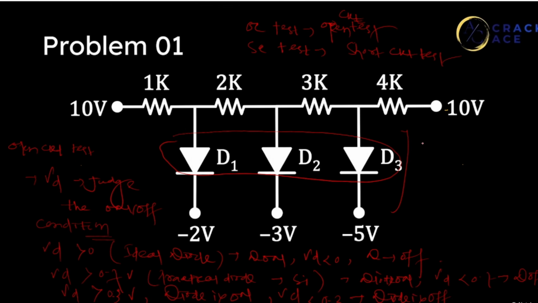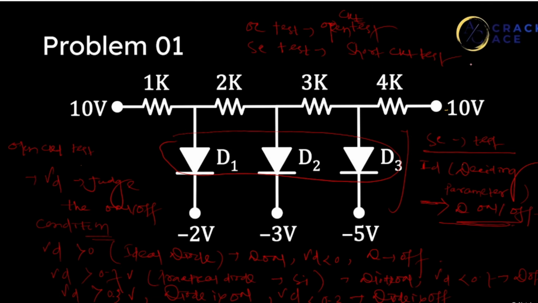Similarly, for the short circuit test, we take ID, the current through the diode, to decide. This is the deciding parameter to judge the turn on or turn off of the diode. Okay? If ID is greater than 0, then the diode is on. Similarly, if ID is less than 0, then the diode is off.